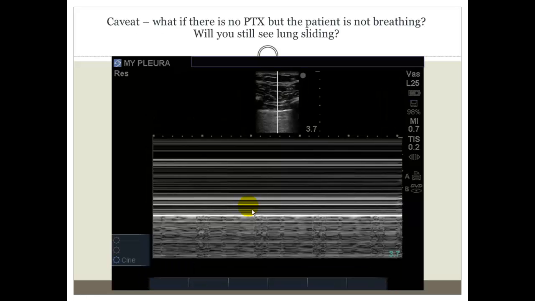Now, what if there is no pneumothorax but the patient doesn't breathe? What if they're holding their breath? Will you still see lung sliding? Well, here's me holding my breath with M mode through my pleura. You can still see some sections of sandy beach. These result from so-called lung pulsations. This is my heartbeat moving the lung, and at the surface of the pleura, this movement artifact causes the sand artifact. So you can still detect pleural sliding even in patients who are not breathing.